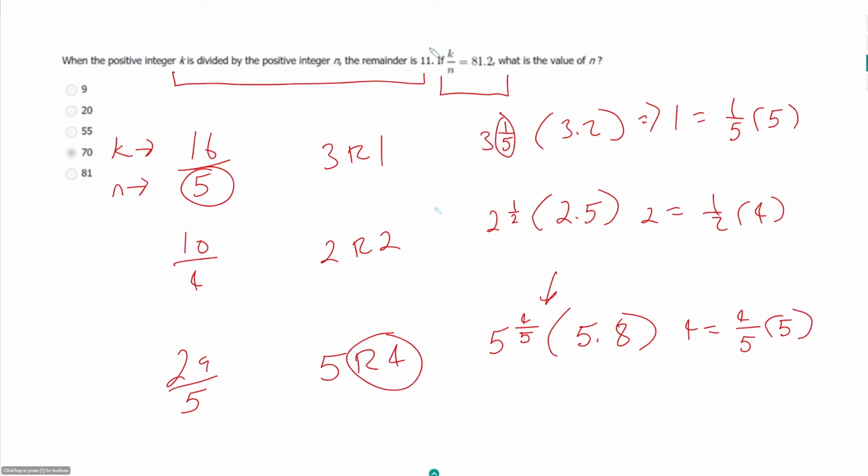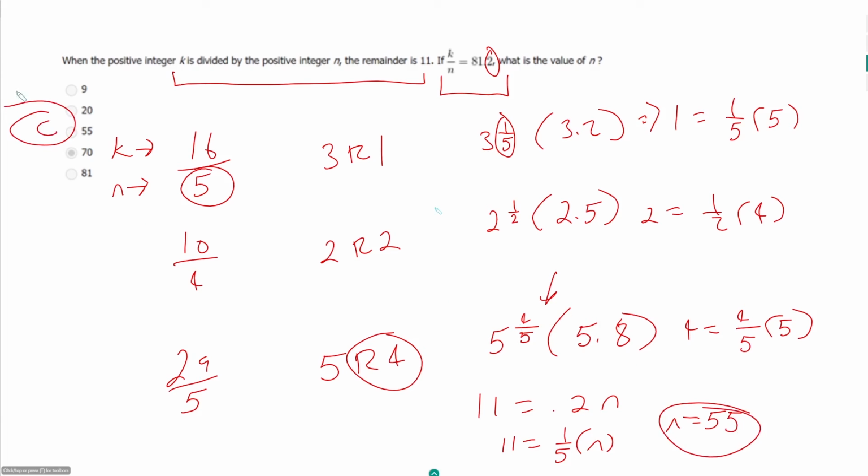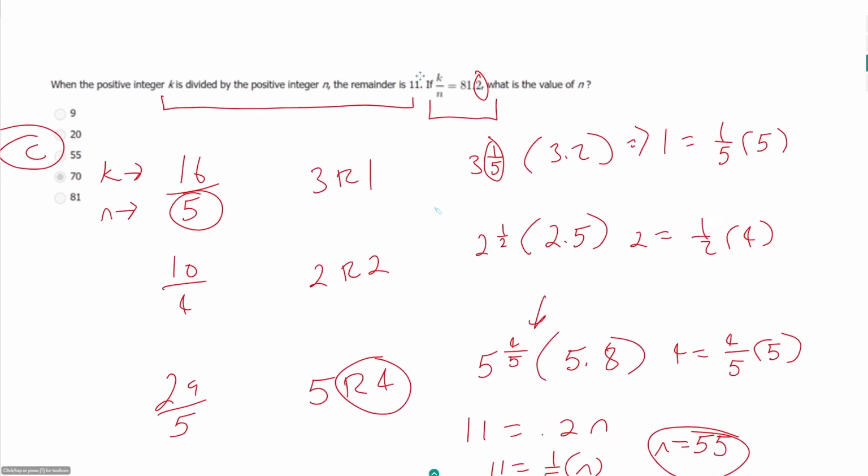Now if I apply that here, I'm really saying in each of these cases, my remainder, which is 11, is equal to 0.2 times my n. 11 is equal to 1/5 times n. n is equal to 55. C is the answer.